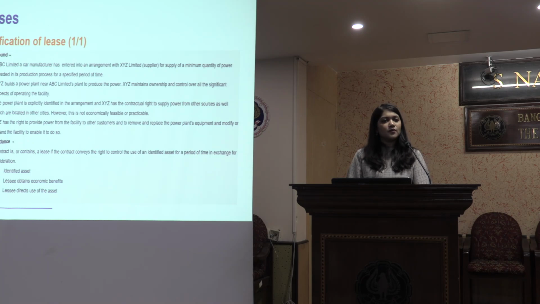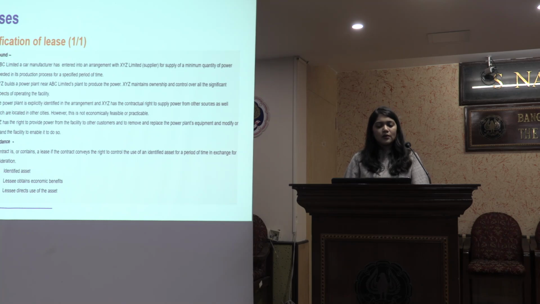Operating leases, we used to just record the rental amounts in P&L. Finance leases, we recorded the assets in our balance sheet and recorded a depreciation and interest cost. Now with the introduction of 116, essentially everything has become a finance lease, everything is on the balance sheet now, except two exemptions that have been provided for short-term leases and low-value asset leases.